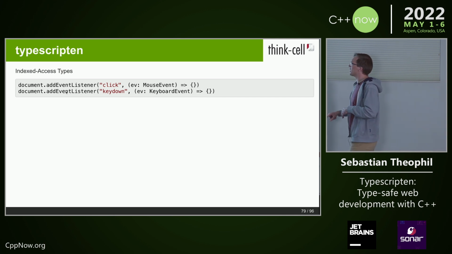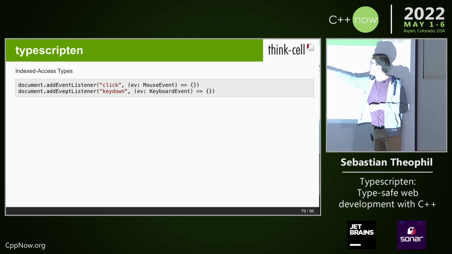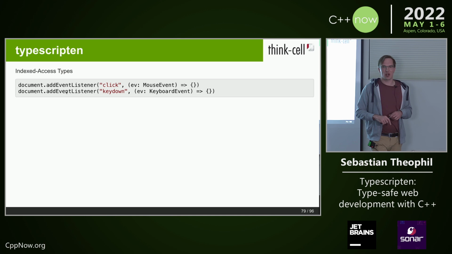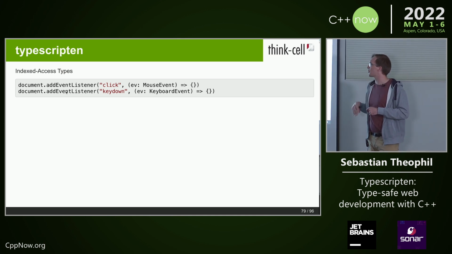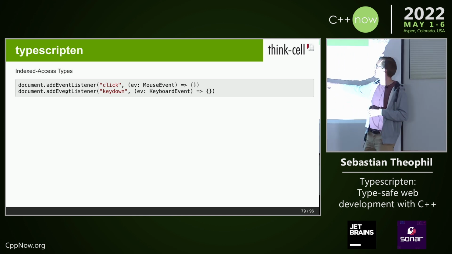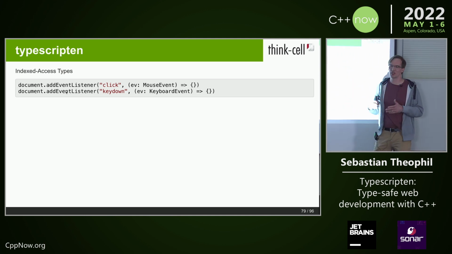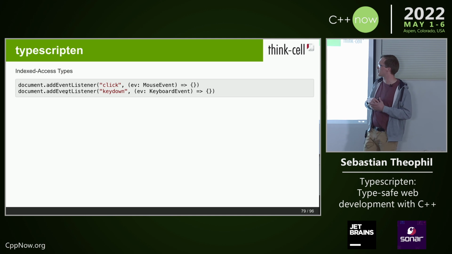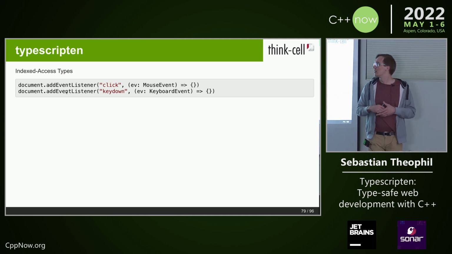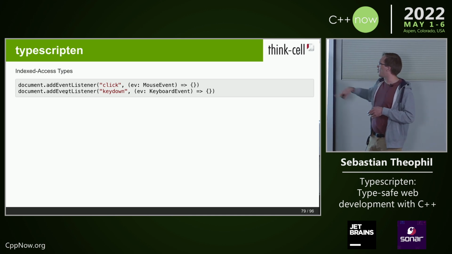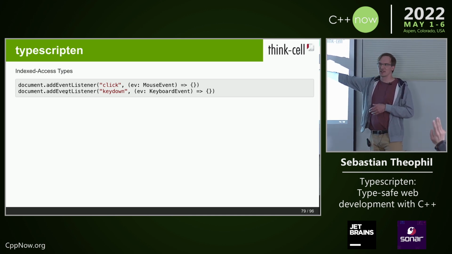And now you've seen this other interesting signature here. And if you've ever programmed JavaScript, you know that this is kind of weird, that this add event listener function as first argument always takes a string that says which event you want to listen to, and then you pass a callback. And the event type of that callback depends on the string you pass as first argument. Yes?